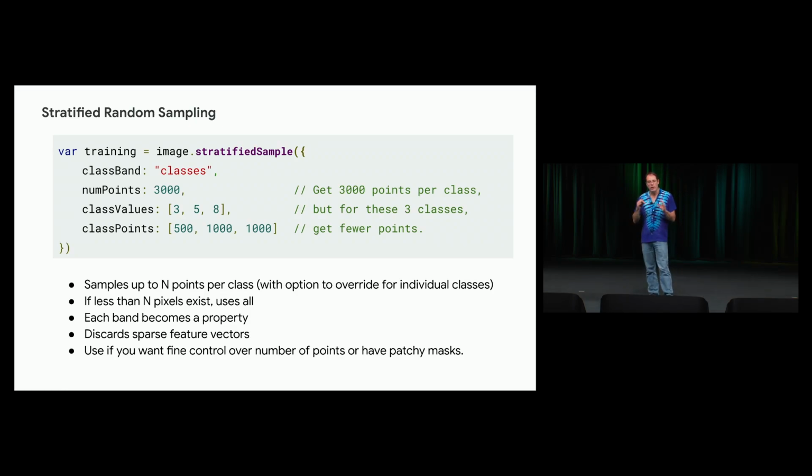It does a very good job of distributing the points, typically with no biases, and it gives you lots of control. You can actually say, I want 300 points for this class, 500 points for that class, 1,000 points for every other class, and do some fine-grained control on how many points you're going to get out of it.